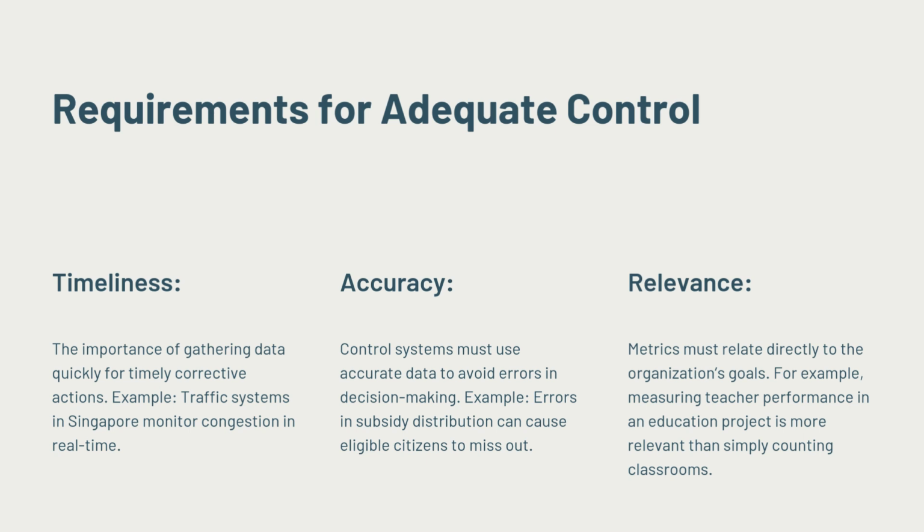Now, for a control system to be effective, it needs to meet certain requirements. Three key aspects are timeliness, accuracy, and relevance. Timeliness means we need information quickly so that we can act on it.